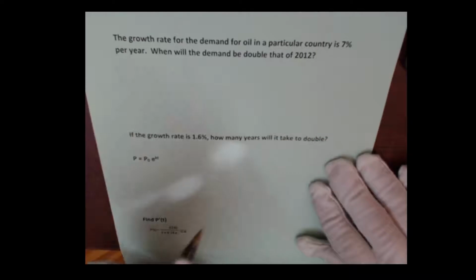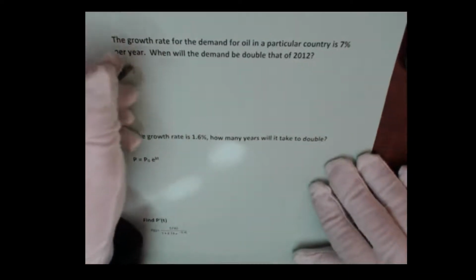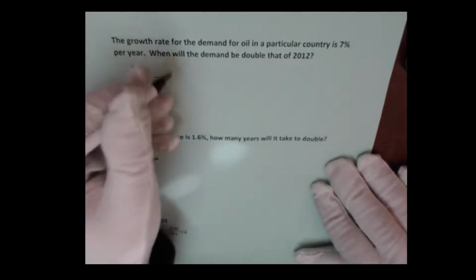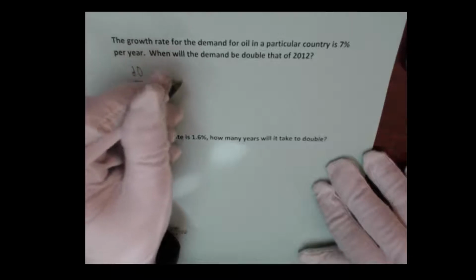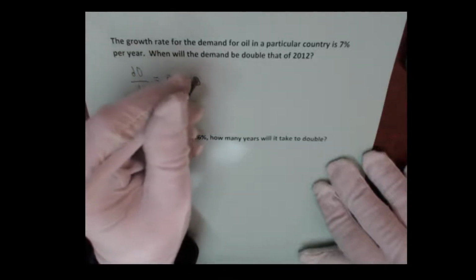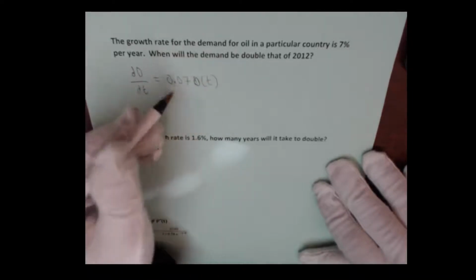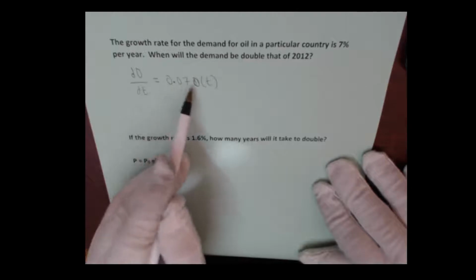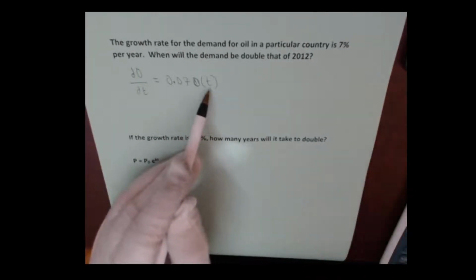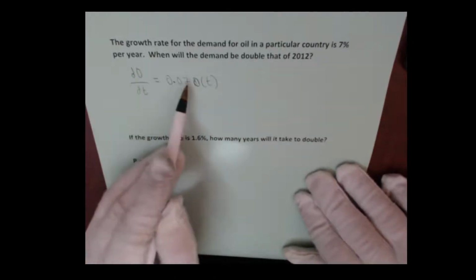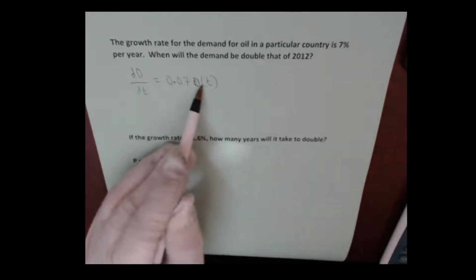If we saw this as a differential equation, I'll call this dO over dt, the demand for oil. So that's an O for oil, not a 0. We would see that this would be the equation dO/dt = 0.07 O(t), because it's an exponential model where the rate of change is equal to 7% times whatever the current amount is. Okay, so that's O for oil and O for oil. The rate of change is 7% times whatever the current oil is.